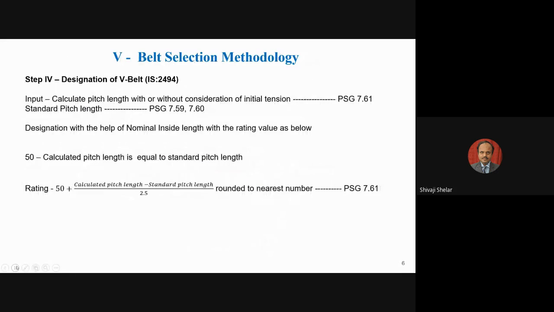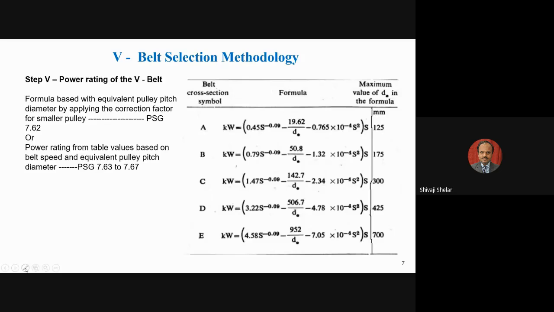Okay, so we have now completed the designation of the belt. The designation, based on the inside length, is considered as a designation, either a rating of 50 or plus minus grade. That will be calculated by this formula. Next is to calculate the power rating of the belt.